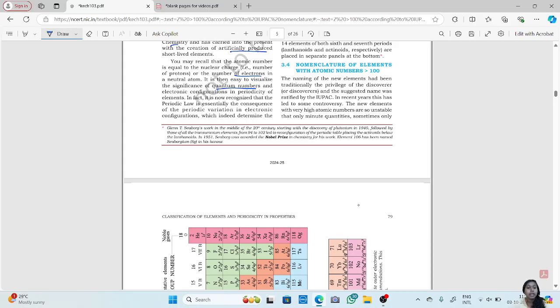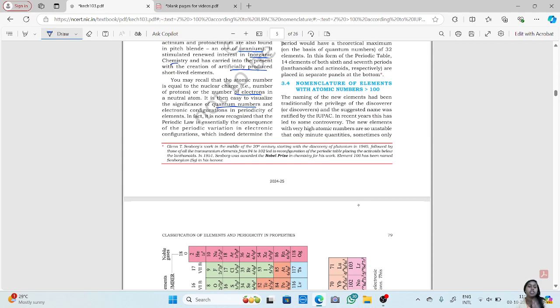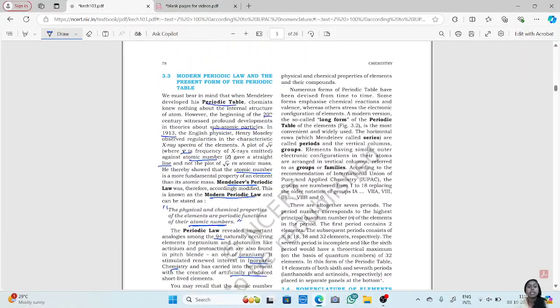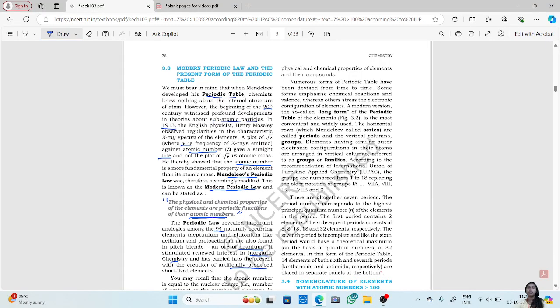Now, in fact, it is now recognized that the periodic law is essentially the consequence of periodic variations in electronic configuration, which in turn determine the physical and chemical properties of the elements and their compounds. So this is also important to identify the physical and chemical properties of the elements and their compounds.